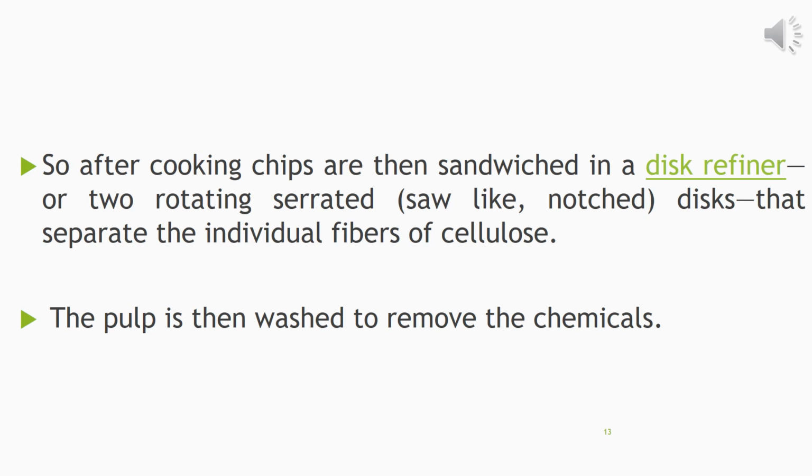The pulp is then washed to remove the chemicals. As we have treated the pulp with chemicals, at the end, after doing both the chemical treatment and then the mechanical treatment, the pulp is washed, and this is washed to remove the chemicals which we have used.